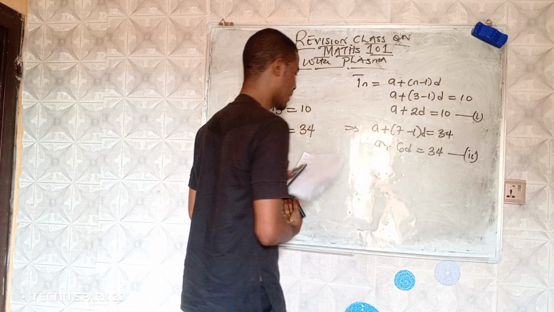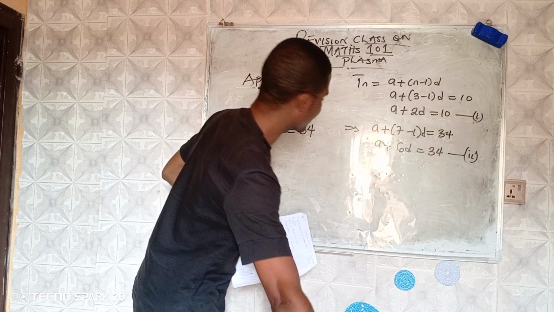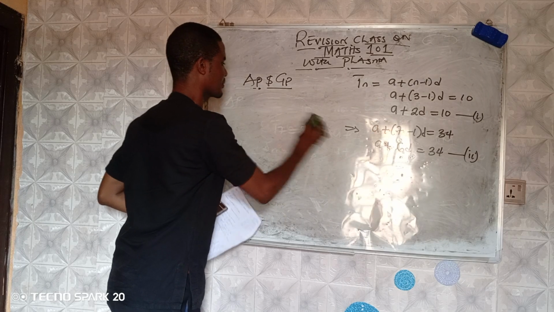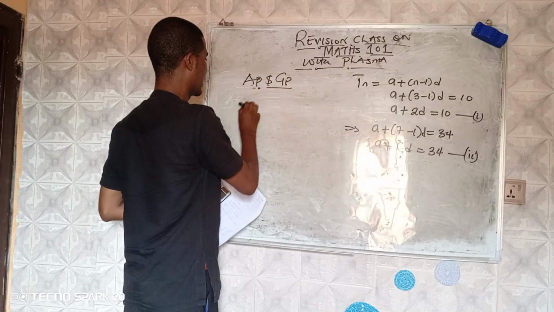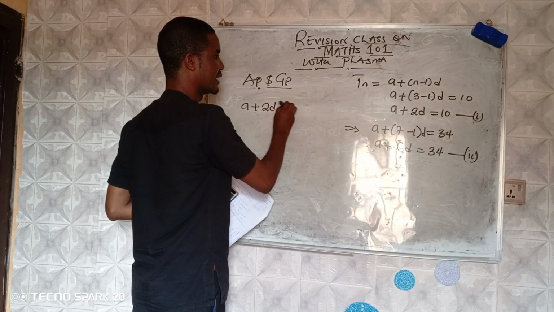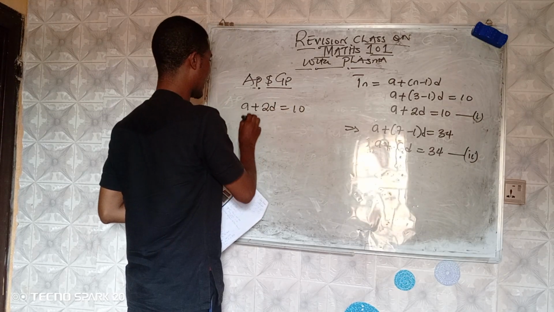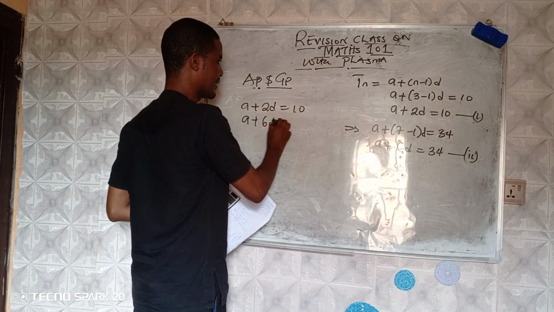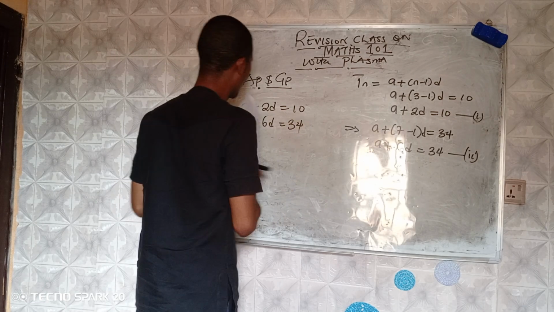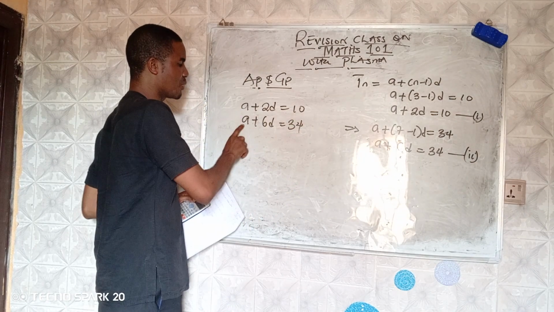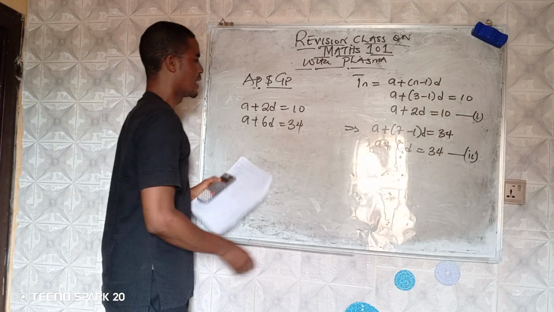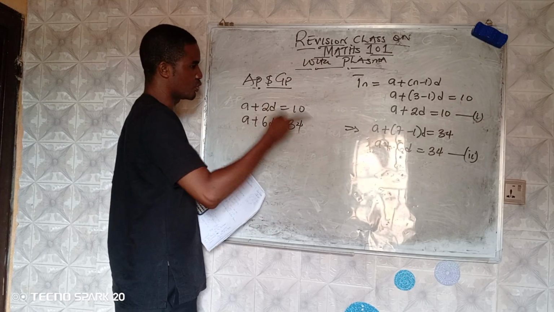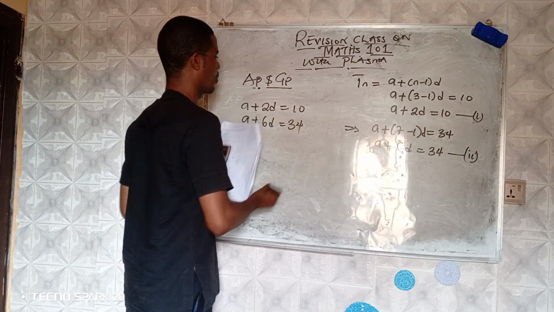I can solve simultaneously. So for me to solve simultaneously, I have A plus 2D is equal to 10, and A plus 6D is equal to 34. I need to get the value of A, which is the first term, and D, which is the common difference. So I will say equation 2 minus equation 1.